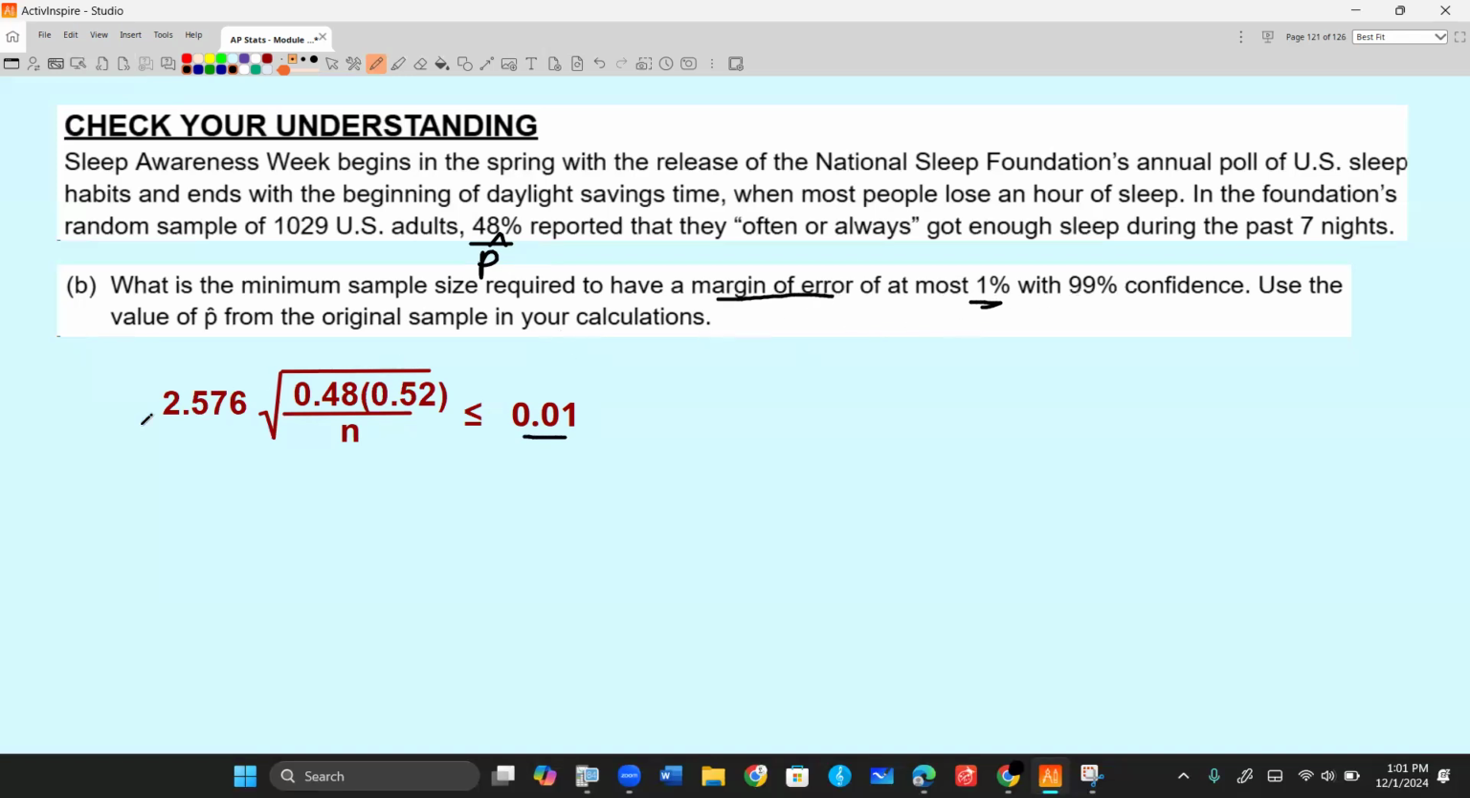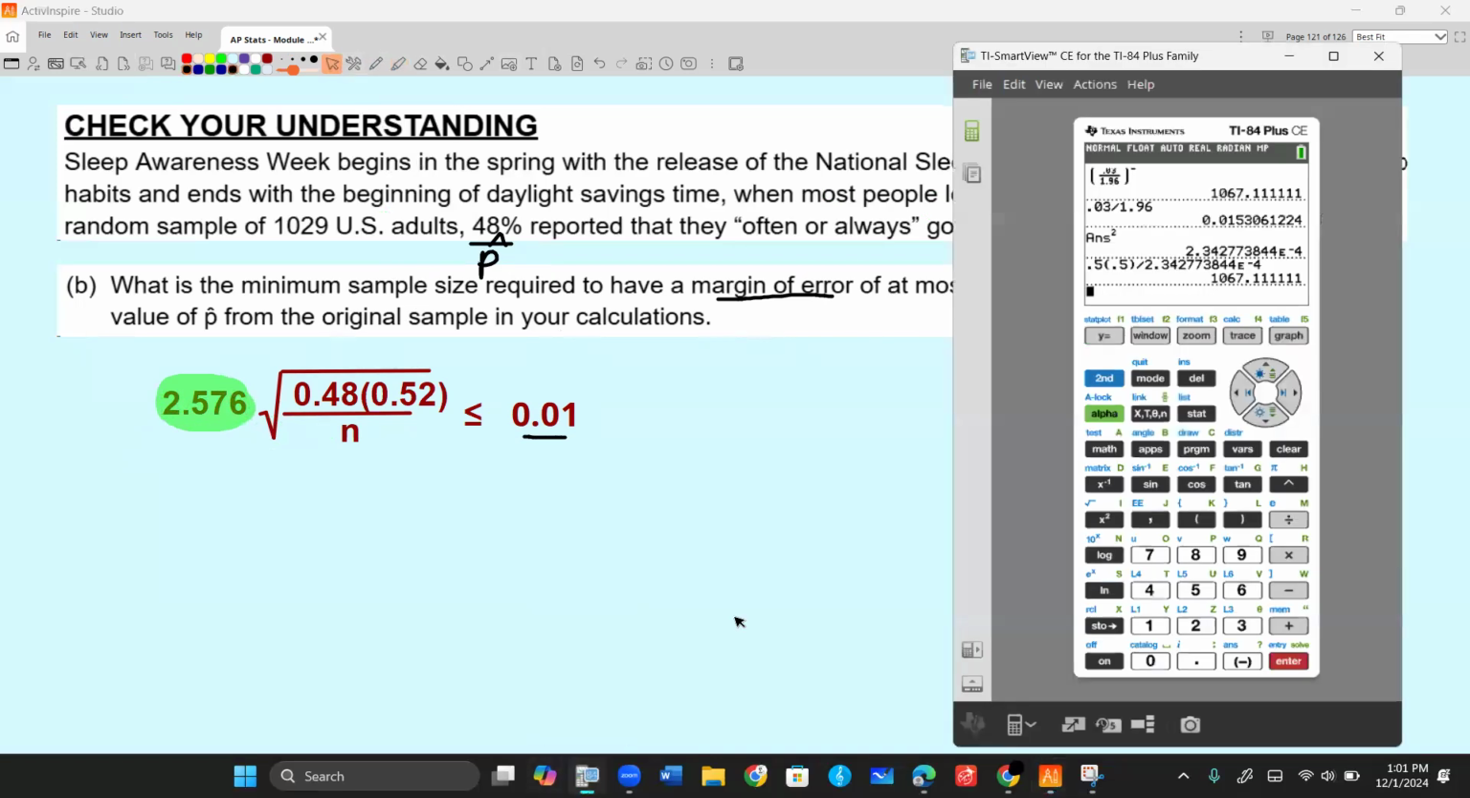And why did we use 2.576? That's because of this level. So that's going to be determined by the confidence level. All right, see if you can solve that. I'll walk you through how I do it in the calculator. I usually just do it one step at a time.